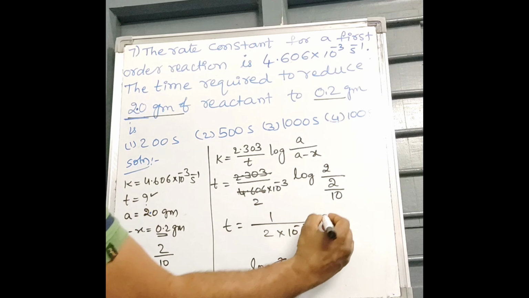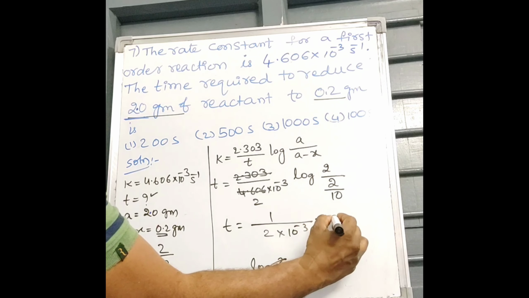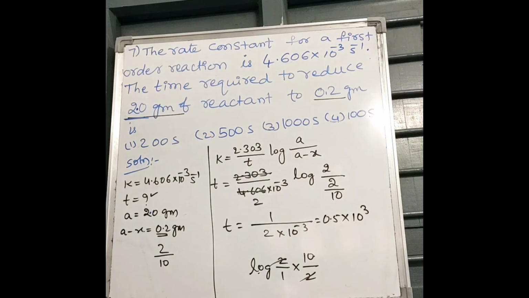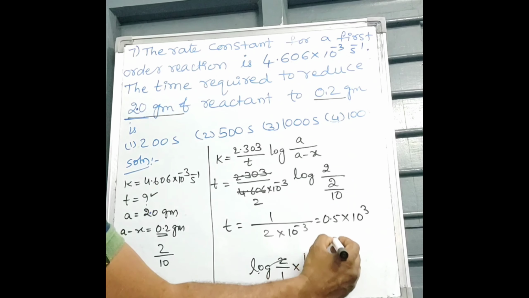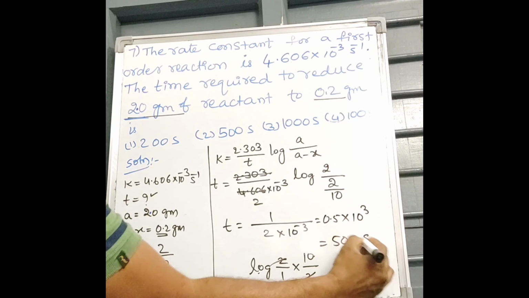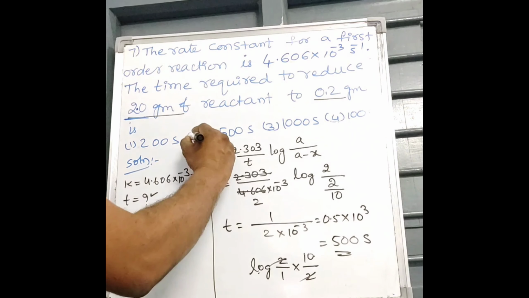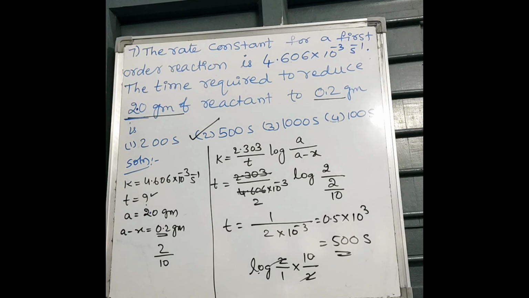1 by 2 value is 0.5. 0.5 into 10 power 3. When it comes to the numerator, 10 cube. So total 500. 500 seconds is the correct answer. So option 2 is the correct answer for this question. Okay.